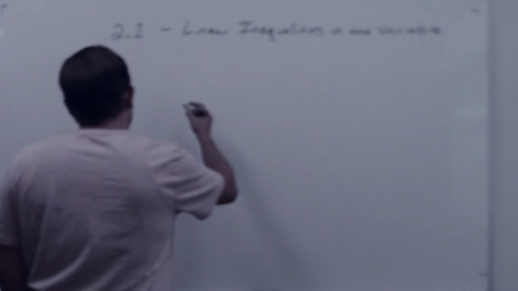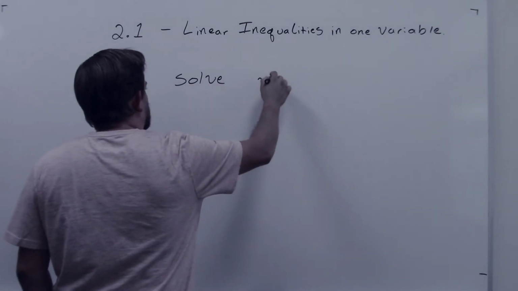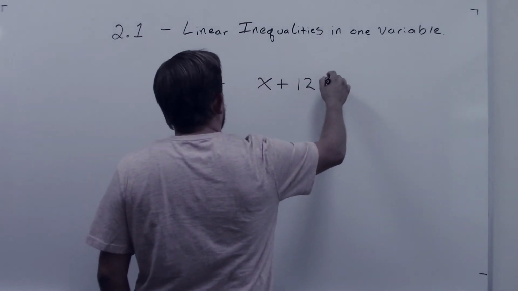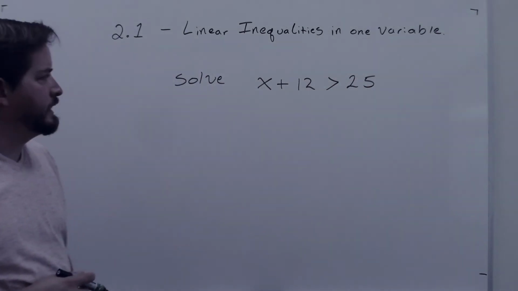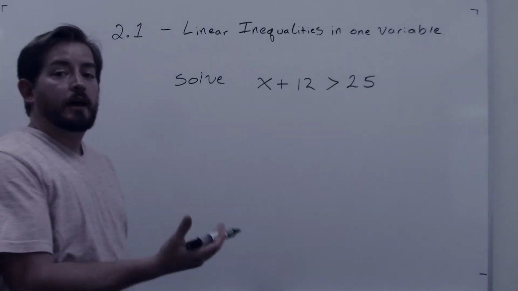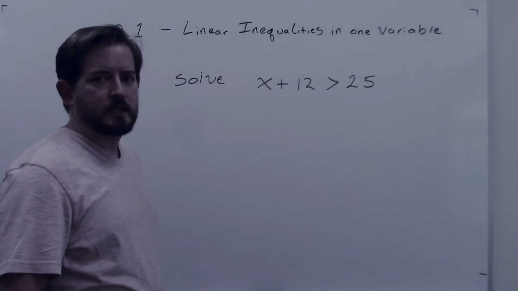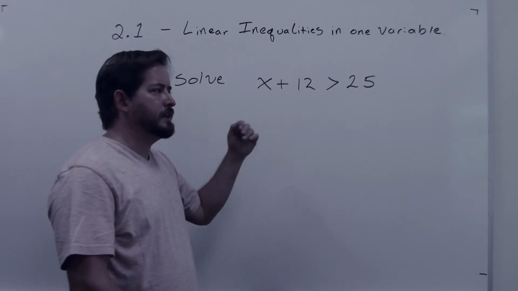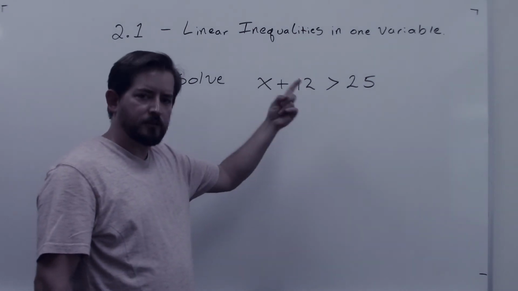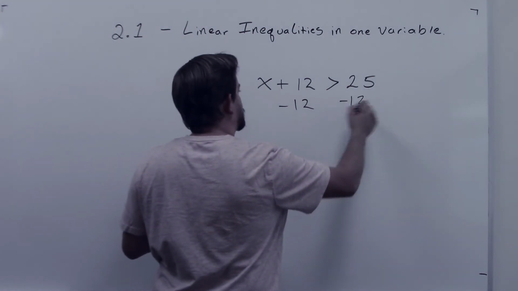Let's say I have something fairly simple, right? x plus 12 is greater than 25. I want to find all x values that will satisfy this. And there's a lot. There's infinitely many, we'll see. But I can use the addition principle. It's free. I don't have to be careful. I can just subtract 12. I don't have to worry about the sign flipping on me. Addition principle is free. -12, -12.